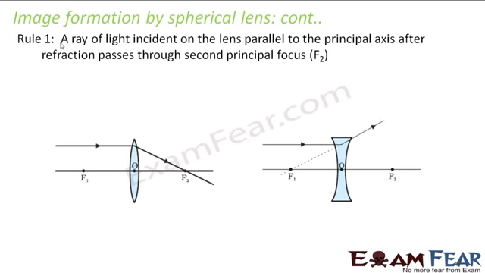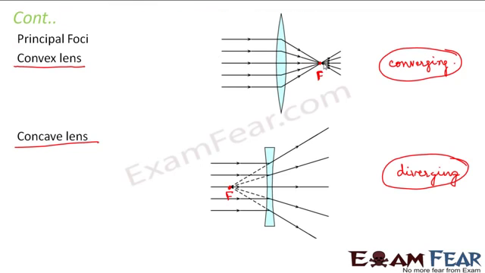So here comes the first rule. It says that a ray of light incident on the lens parallel to the principal axis, after refraction, passes through the second principal focus. Now from where did we get the second principal focus? This is again another interesting thing. So let us go back to the previous slide.